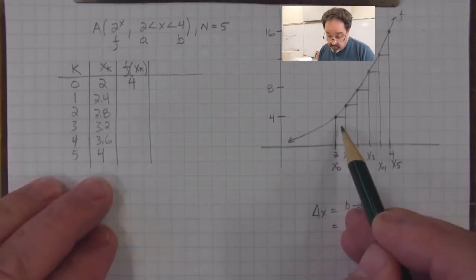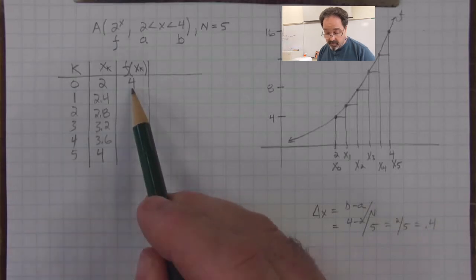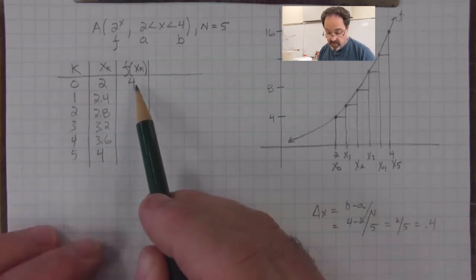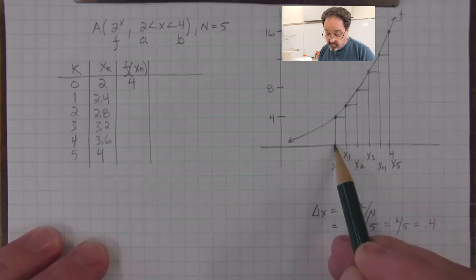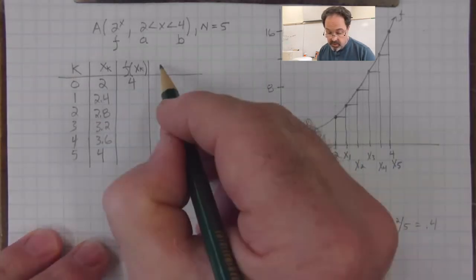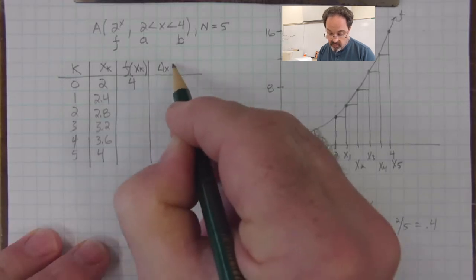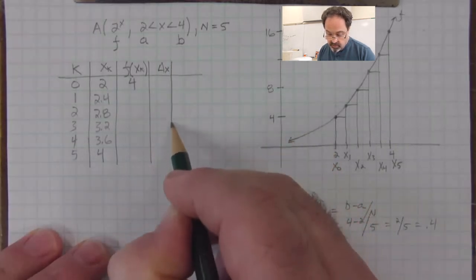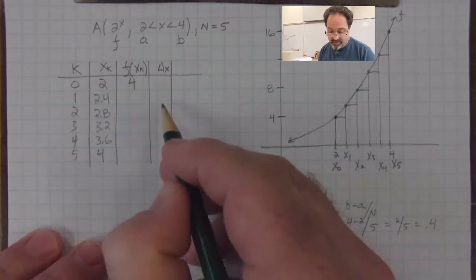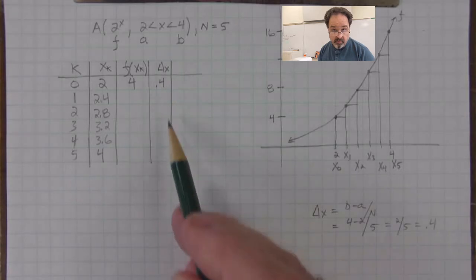I get the area by multiplying that height by the base. The base of this rectangle is delta x. We've calculated that to be 0.4. In my table, I could list the bases of these rectangles as a column that I could call delta x. And delta x is 0.4 for every rectangle.